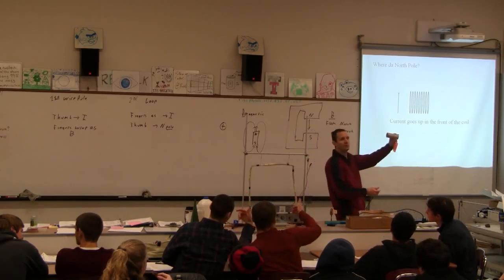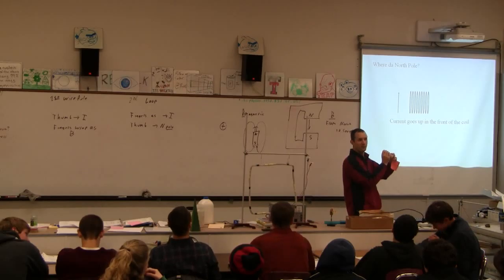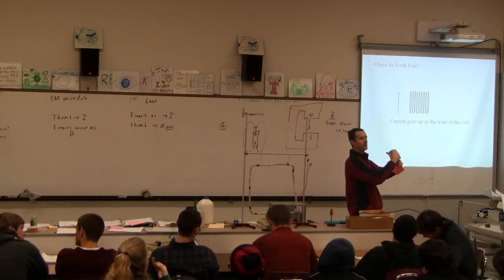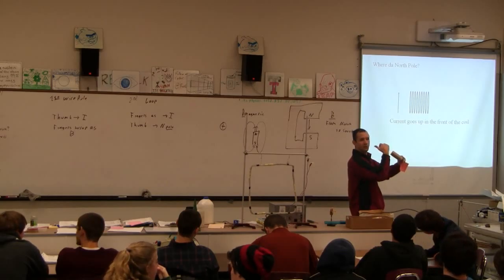So it's a coil. I'm trying to draw something like this, only with wire wrapped around it. I meant to have a coil up here, but I didn't. Okay? So we wrap our fingers. If the current's going this way, this is the north pole.